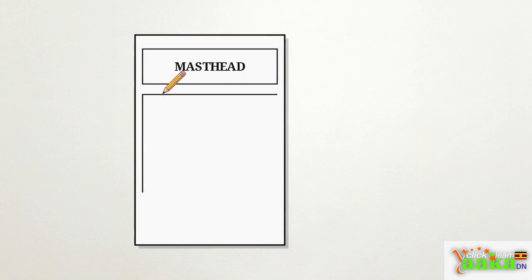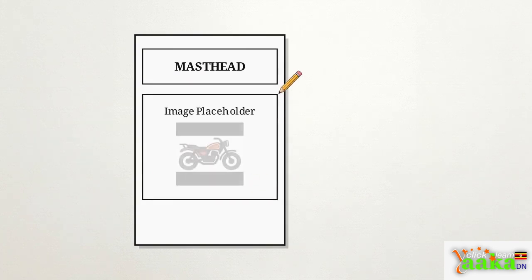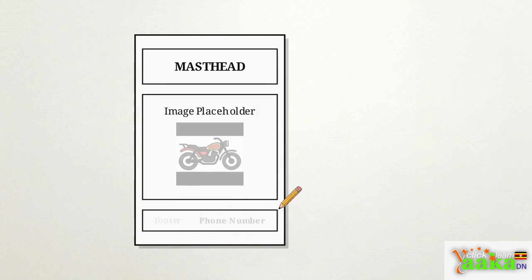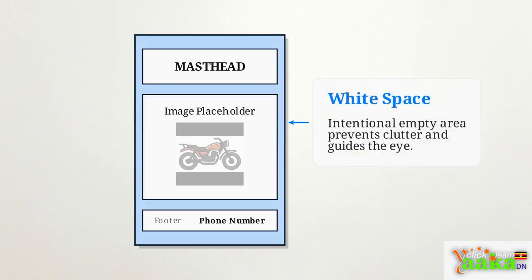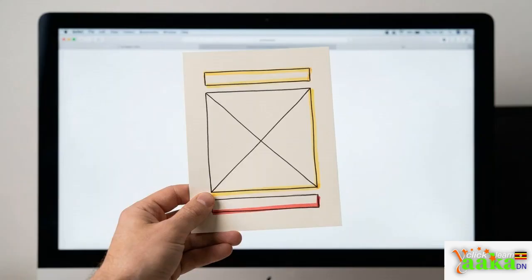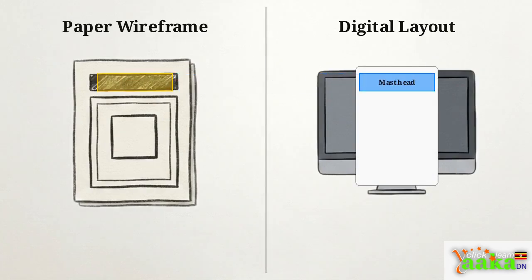Here, we block out a top section for our masthead, or main title. Identifying our target audience, locals needing immediate transport, dictates our visual hierarchy. We prioritize a large central image to show the service and place a footer with clear contact details at the bottom. The space left over is just as crucial. This intentional empty area is called white space. It prevents clutter and naturally forces the viewer's eye exactly where you want it to go. Sketching this layout first ensures you control the software. You know exactly what frames you need to build, rather than guessing where things might fit digitally.